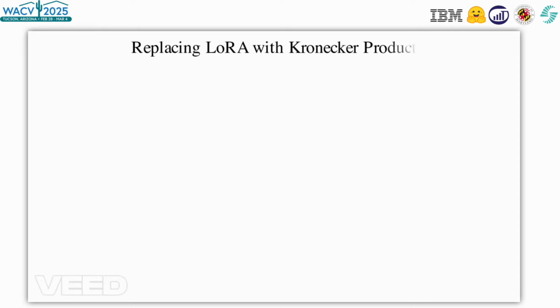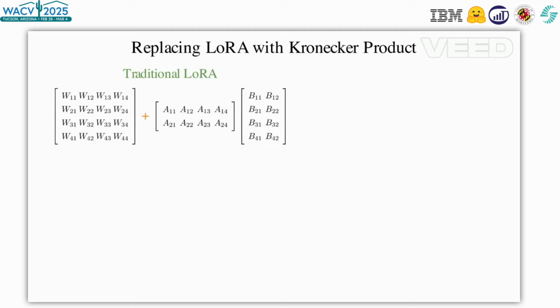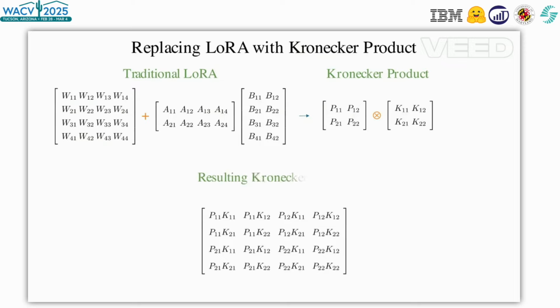First, we introduce LoRA's low rank update to the weight matrix. Then, we transition to the Kronecker product representation, highlighting how it expands into a structured 4x4 matrix. Notice the arrow signifying the switch from traditional LoRA to richer parameter interactions. And finally, we highlight the resulting output matrix, showing how the Kronecker operation composes individual blocks into a unified whole.